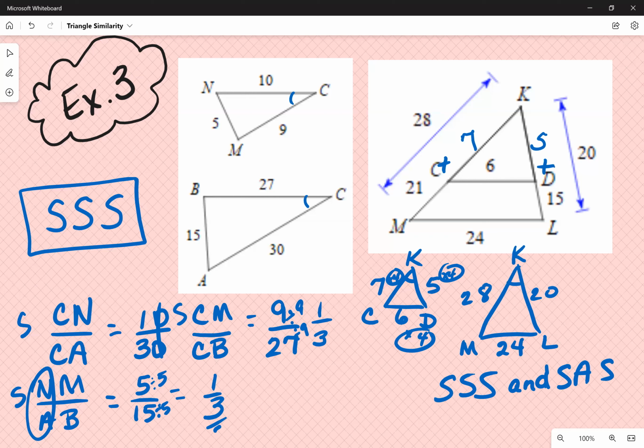And an example similarity statement, if you just wanted to know, could be triangle KLM is similar to triangle KDC. And again, you would just set up a proportion. You could set it up like this, or I just showed you the other way. You could see what the similarity ratio is and just work that route.